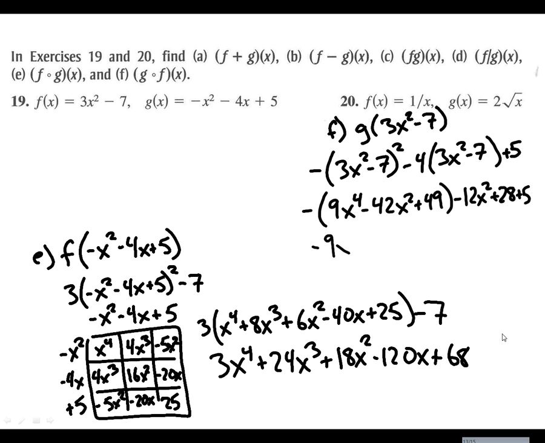Negative 9x to the 4th. We've got 42x squared minus 12, so that's plus 30x squared. And we've got minus 49 plus 5, so minus 44. Oop, missed the 28. Minus 44 plus 28 is minus 16. Check the back of the book real quick just to make sure that is correct. And it is.